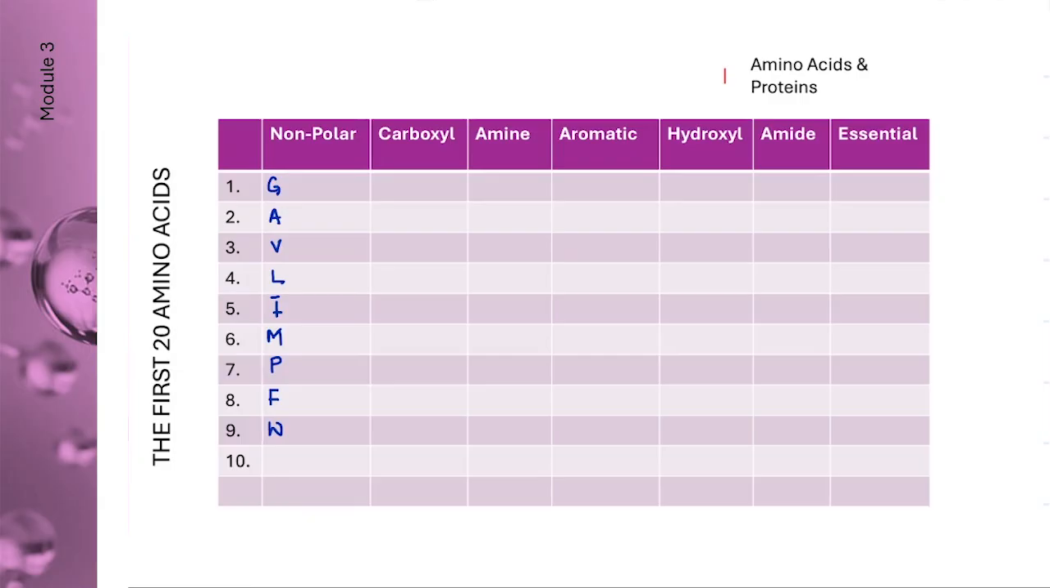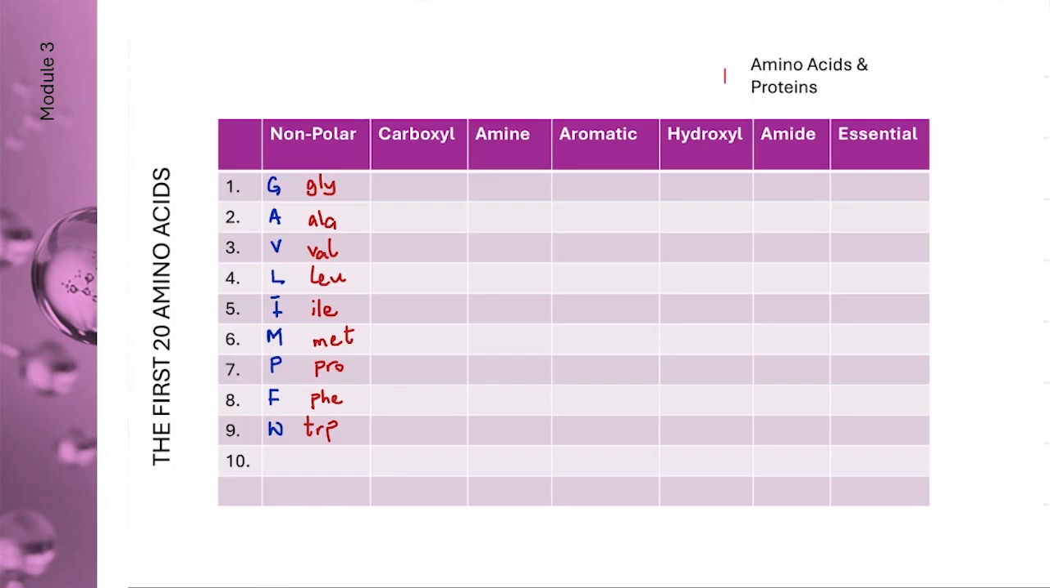So glycine, alanine, valine, leucine, isoleucine, methionine. You remember P? Proline. You remember F? Phenylalanine. You remember W? Tryptophan. So these are the non-polar amino acids.